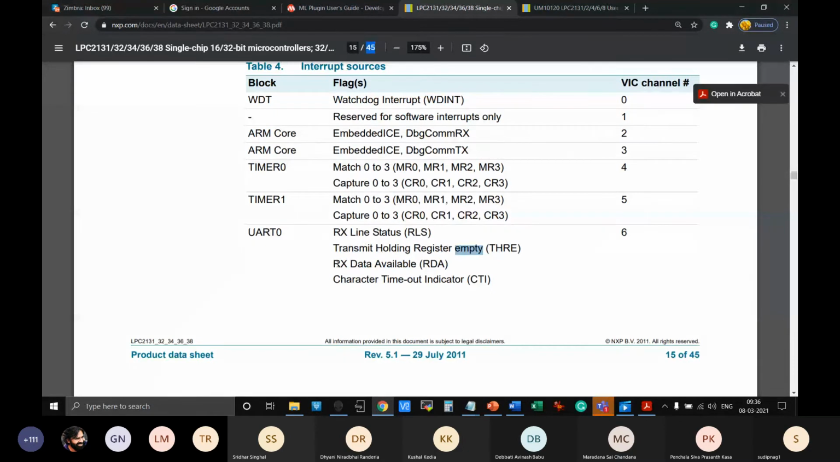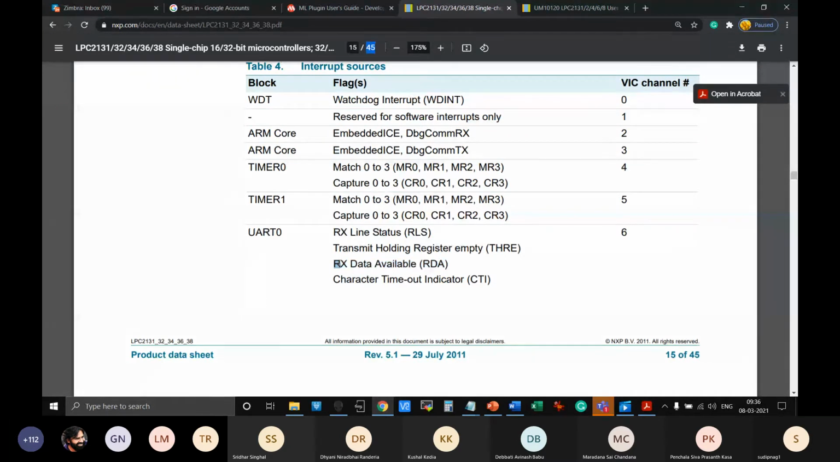Okay, a slight change actually in my description. RX line status and RX data available are slightly different. What I told you earlier is RX data available. Whenever received data is available and you haven't read it, you can generate an interrupt, and that is called RX data available. But the line status indicates certain handshake status. Sorry about this slight change in the description.